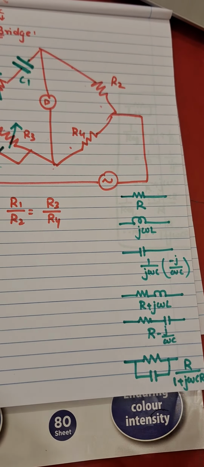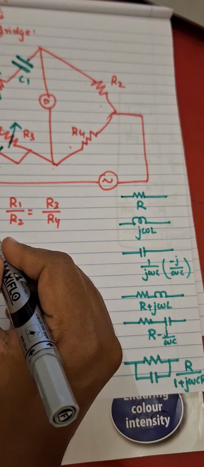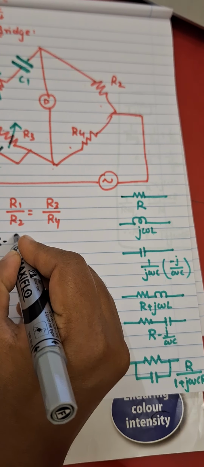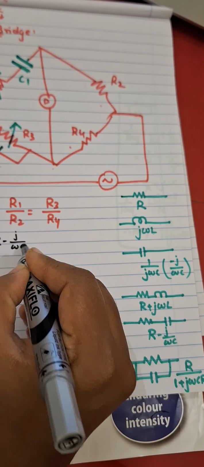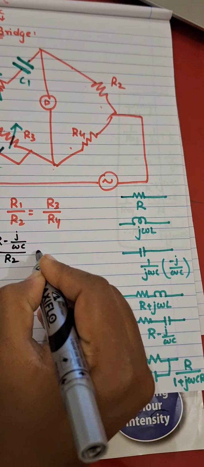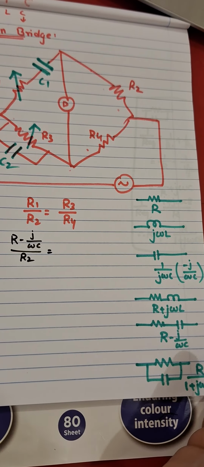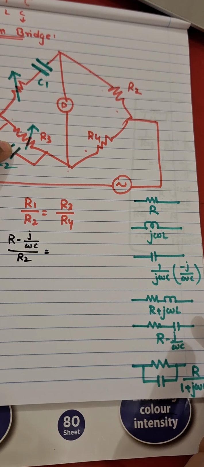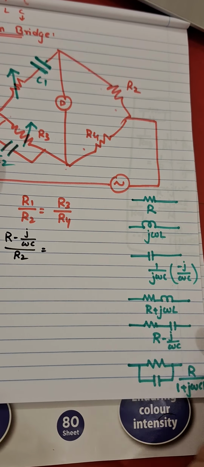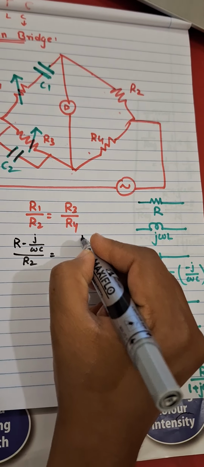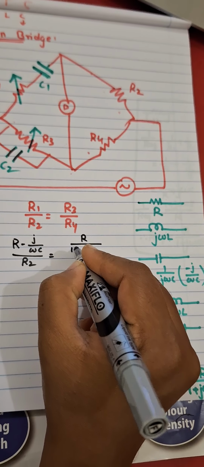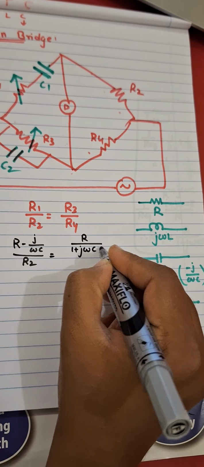So just blindly remember, don't go completely in depth. Just blindly remember. So for series I am considering this. What I am writing is R1 minus j by omega C1 divided by R2 equals R3. What is R3? R3 means again it is having a parallel capacitor. Parallel capacitor means what I wrote? R by 1 plus j omega CR. So I write it as R by 1 plus j omega CR.